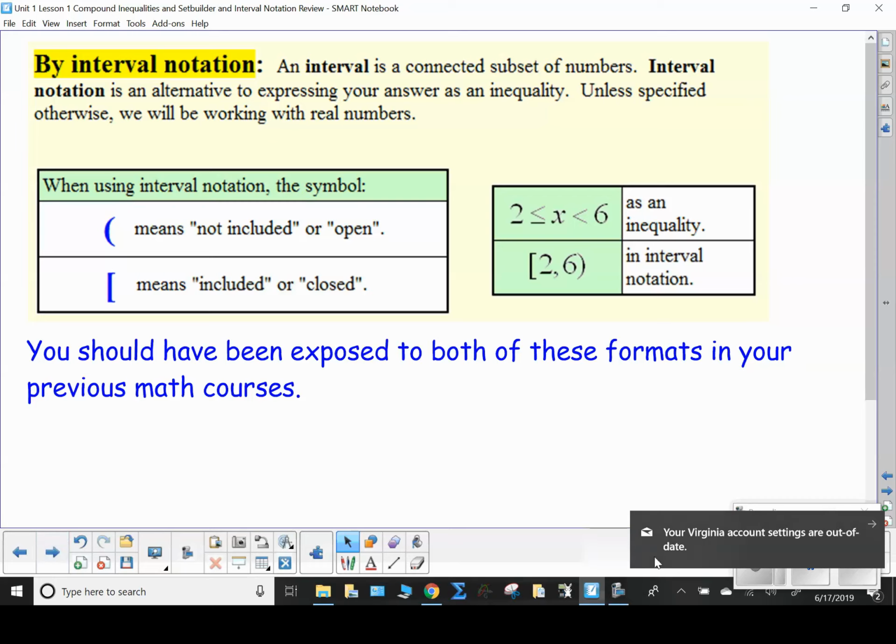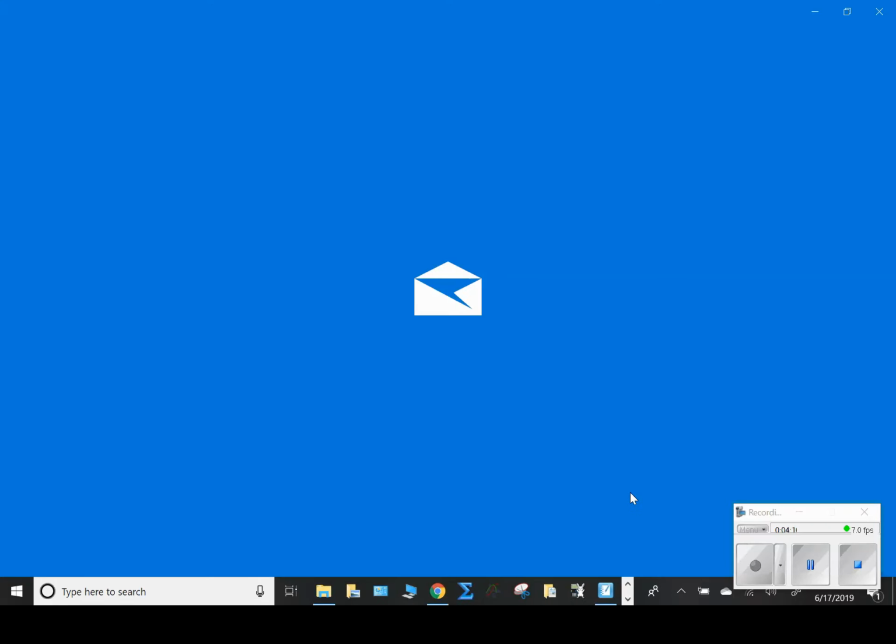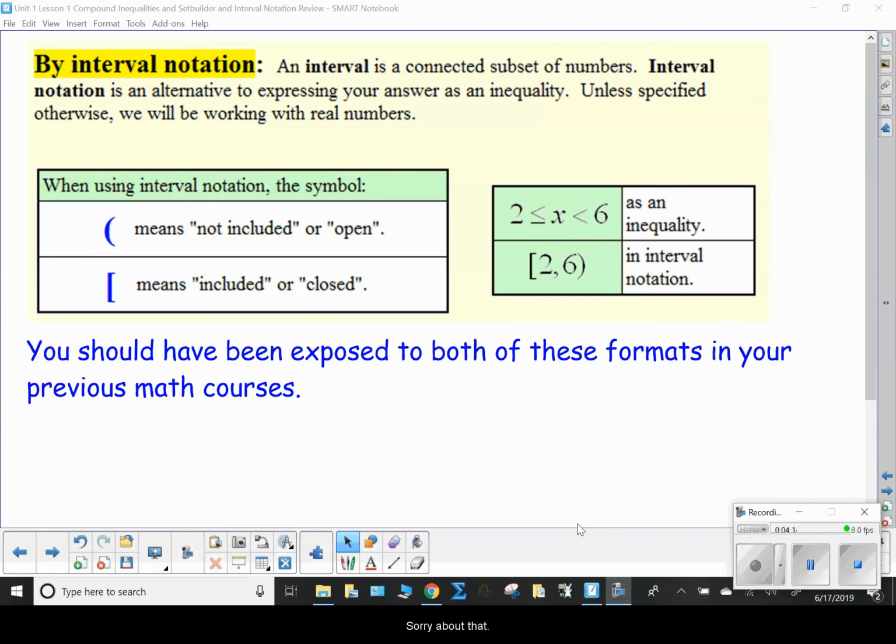Sorry about that. Okay. You should have been exposed to both of these formats in previous math classes, particularly in Algebra 1, since on the Virginia SOL, your inequalities could be written in interval or in set builder notation.